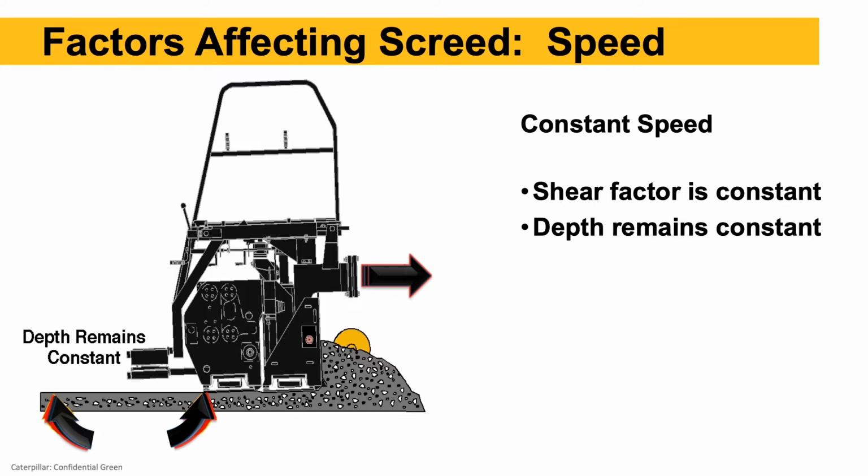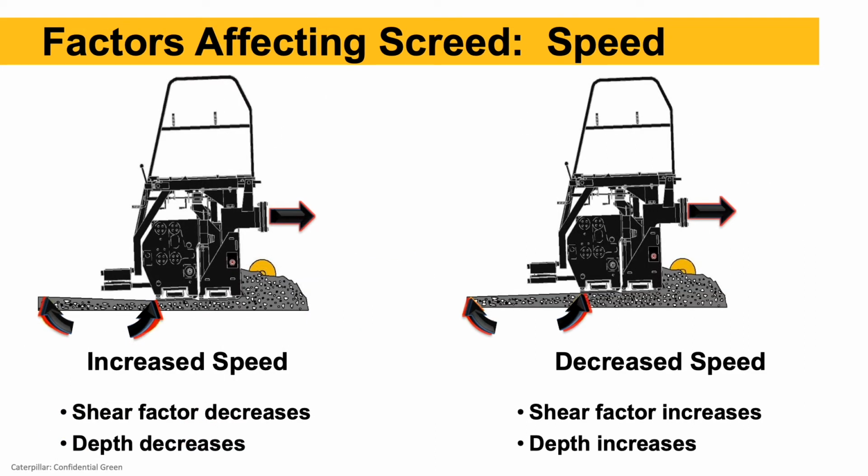So when we talk about factors affecting the screed, at a constant speed, the shear factor is constant, the depth remains constant. So if we increase speed, as we can see on the left side there, the shear factor actually decreases and our depth is going to decrease. So if we don't touch anything on the screed controls, we just speed up the paver, that screed's going to drop. Our mat thickness will decrease, it'll get thinner. If I slow the paver down without making any other changes, there's more resistance of the mix on the face of that screed. That screed, because it's free floating, wants to rise up. The mat thickness will increase. Our depth is going to increase.